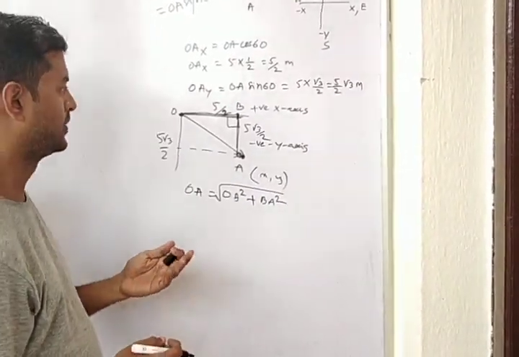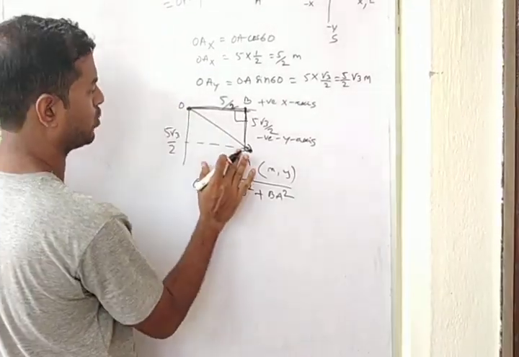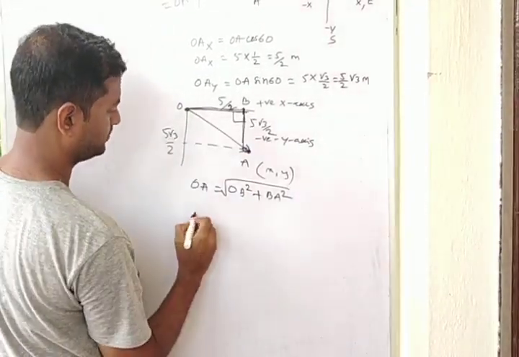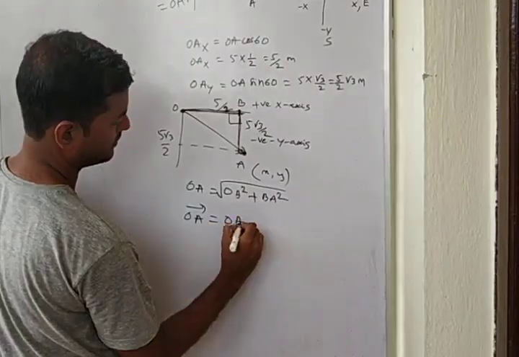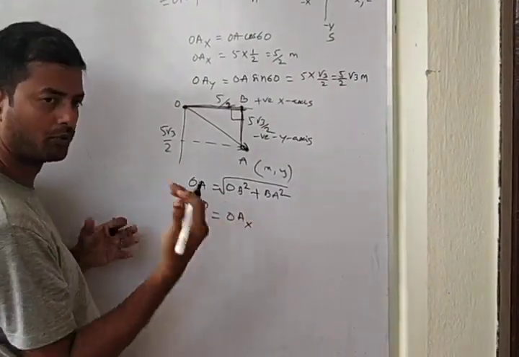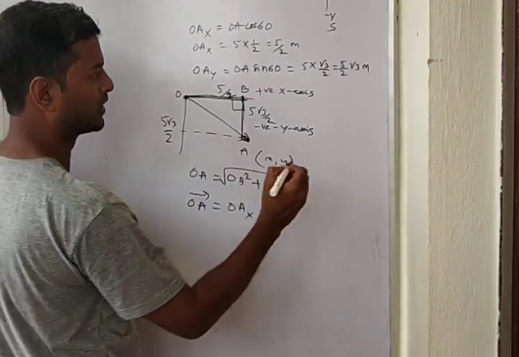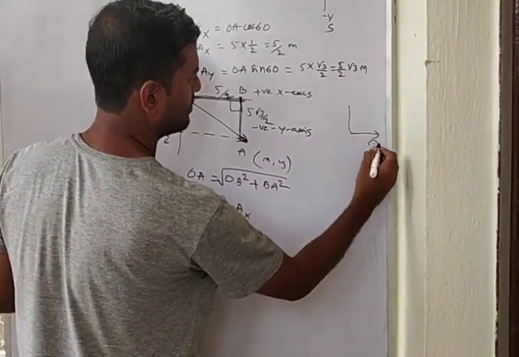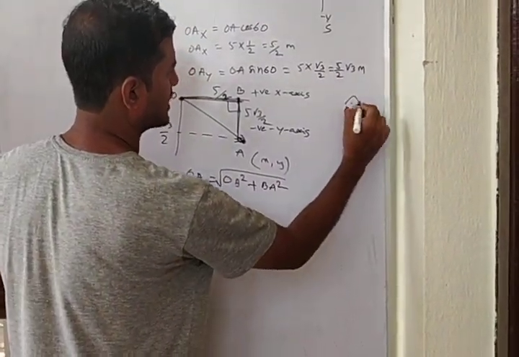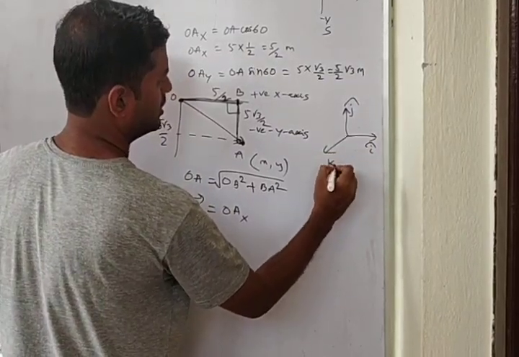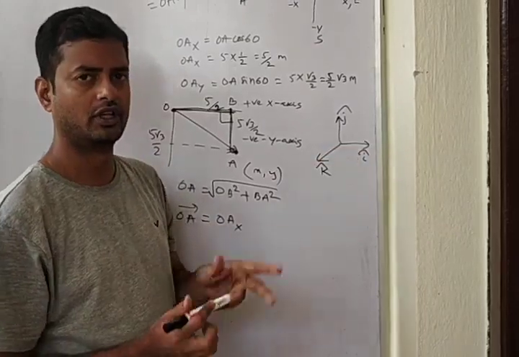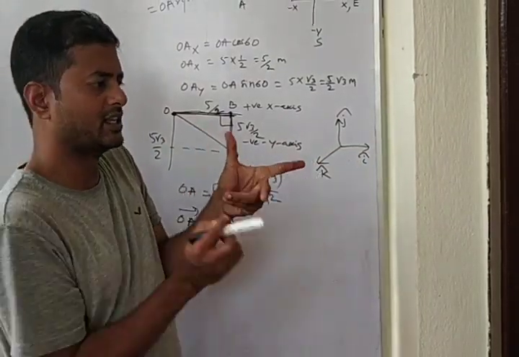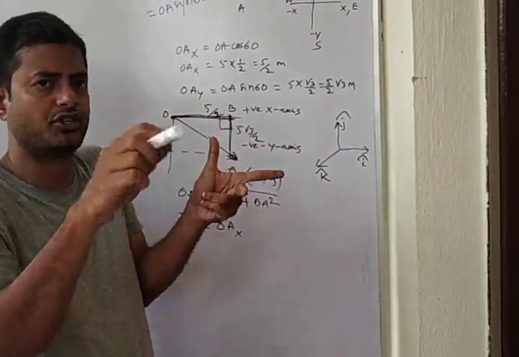I'll test it. But I want to represent OA. So OA vector equal to OAx along x-axis. So along positive x-axis. The unit vector along x-axis is i cap. Unit vector along y-axis is j cap. Unit vector along z-axis is k cap. But z-axis is like this only. Three-dimensional. X-axis, y-axis, z-axis towards you.